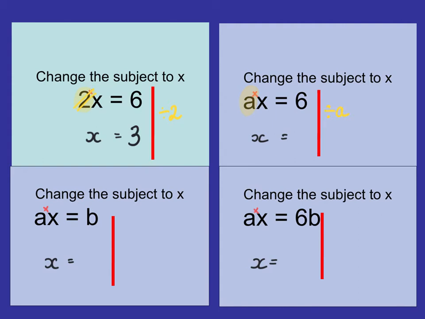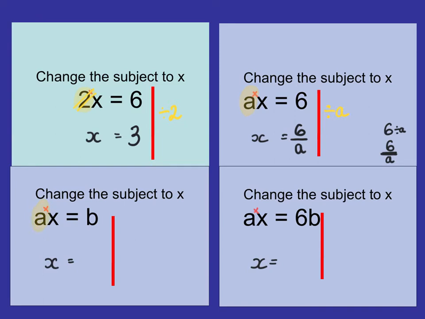Now this might be new, this bit. Okay, we don't write 6 divided by a like that in algebra. We write it like this: 6 over a, where this line in the middle means divide. So my answer for this one, 6 over a. Very important you get those round the right way. Next one.